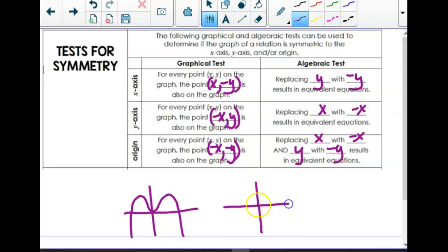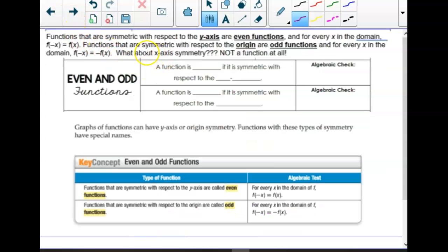Anybody? This would be the y-axis. What kind of symmetry does this have? If it were better drawn... that's a negative sine curve. But that would have origin symmetry if it were drawn decently, okay? Those are the two important ones.